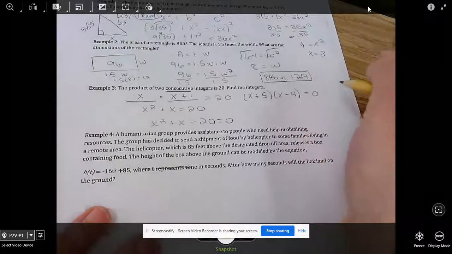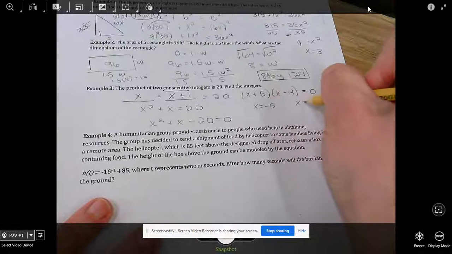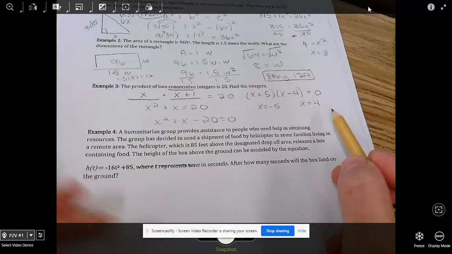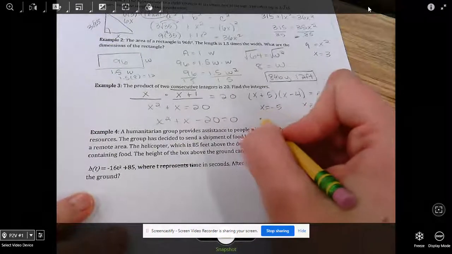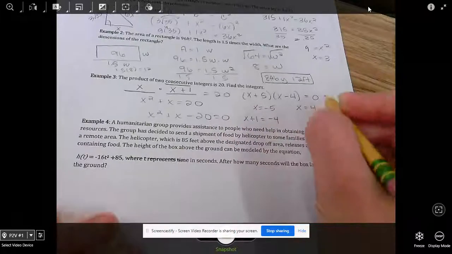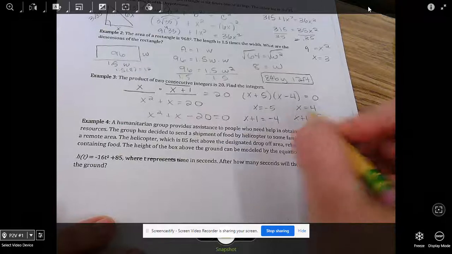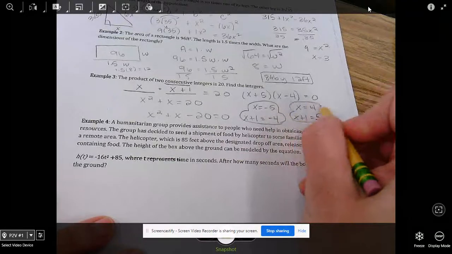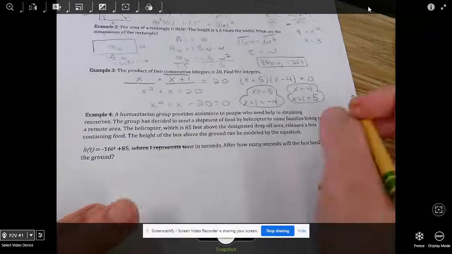So x could have been negative 5 and x could have been 4. But that's not my answer, because 5 times 4 with one negative would be negative 20. Well, if x is negative 5, x plus 1 would be negative 4. And if x was 4, x plus 1 would have been 5. So my answers would have been 5 and 4, and negative 5 and negative 4. Okay? All right, example 4.